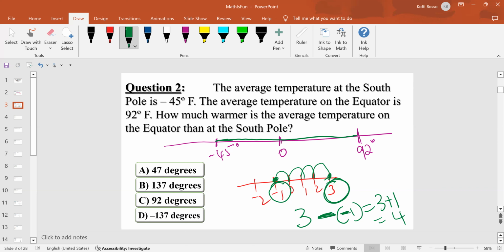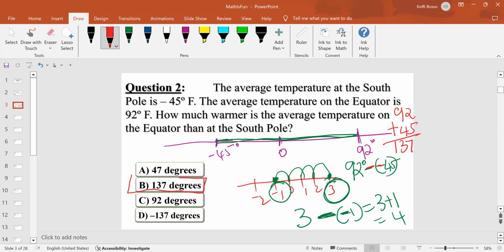So it's the same concept you're gonna use here, which is to do what? You take 92 degrees minus the first value, which is negative 45. Now the 2 negative signs here will return to positive. So it's like we are doing 92 plus 45, and you get 137 degrees. Therefore, the correct choice is B.